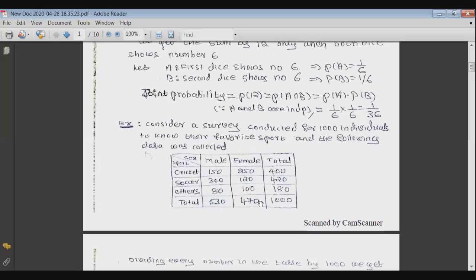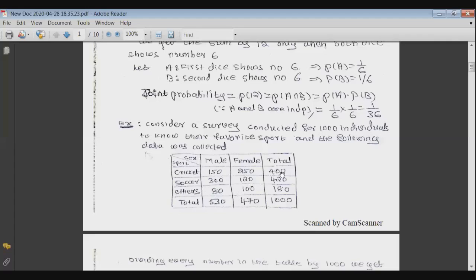Now this 150 represents 150 males whose favorite sport is cricket. 250 females say that their favorite sport is cricket. In the same fashion, 300 males and 120 females say their favorite sport is soccer. Similarly, 80 males and 100 females say that they have other as their favorite sport.